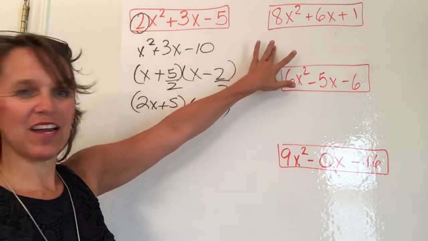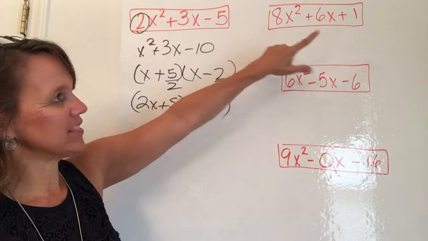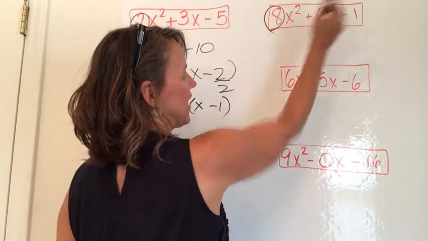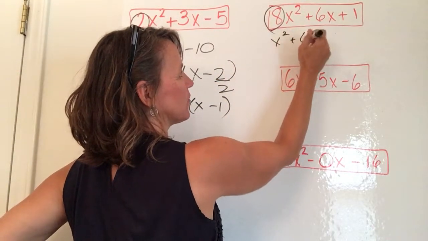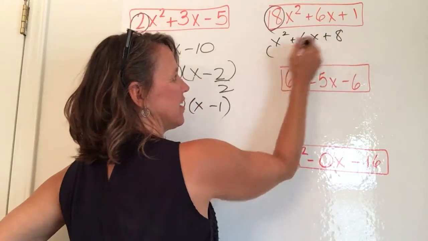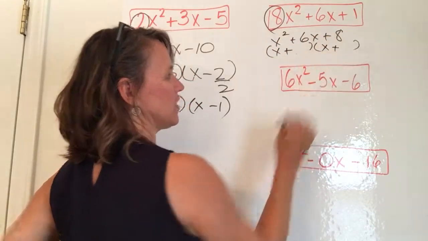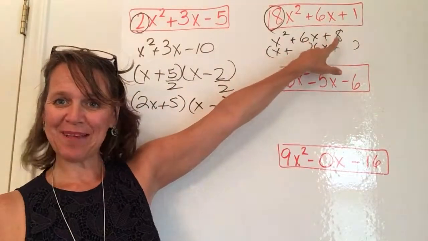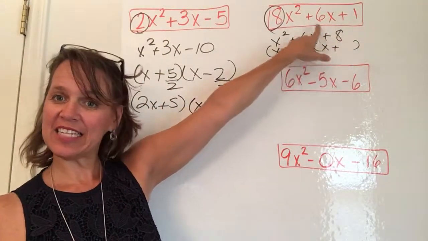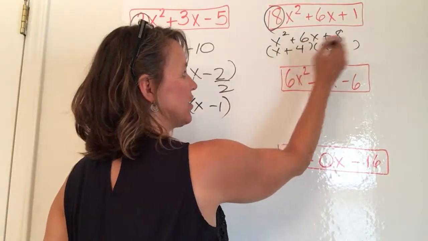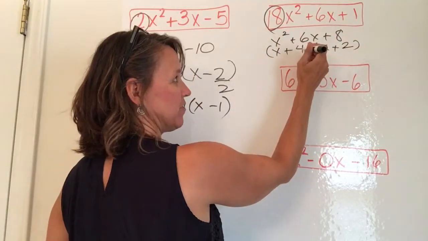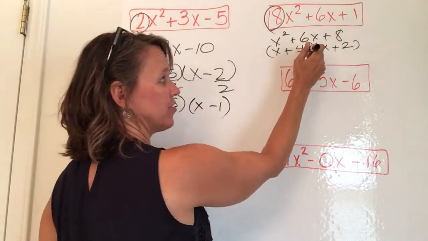All right, coming on over here, we have 8x squared plus 6x plus 1. I'm gonna multiply my 8 times the end: x squared plus 6x plus 8. Factor that, x plus, right? First one's positive, the second one's the same. Multiplies to give you 8, adds to give you 6 is 4 and 2. Okay, so you're gonna have to divide, you had that 8, so now you're divided by the 8.